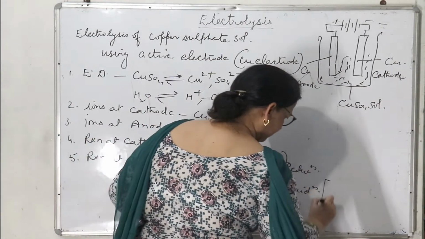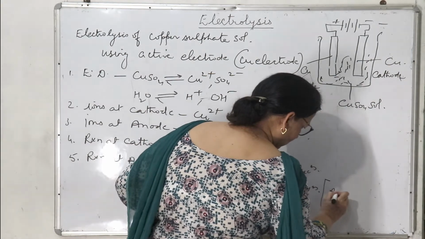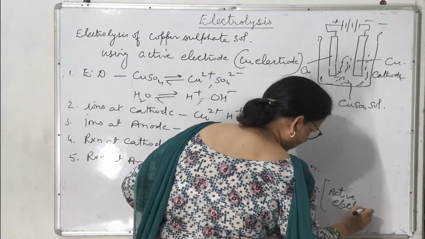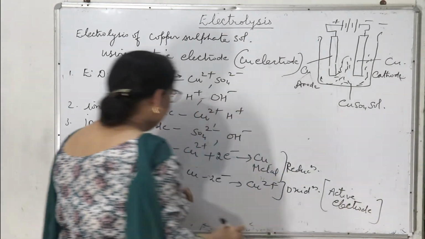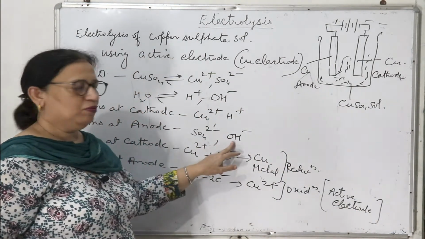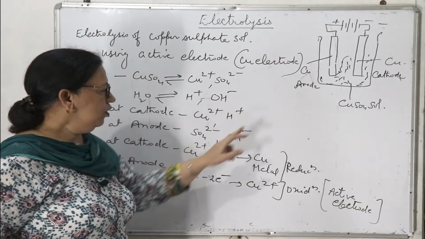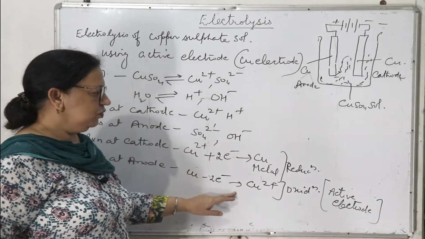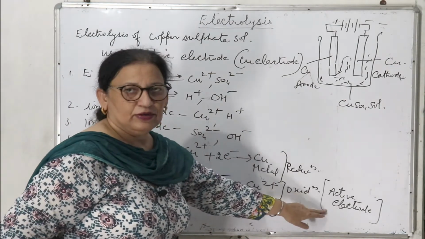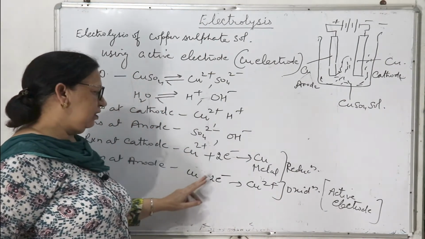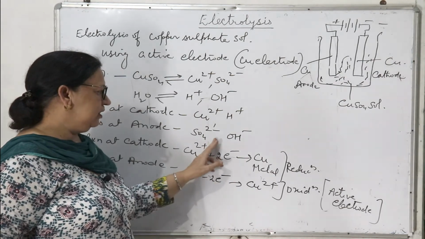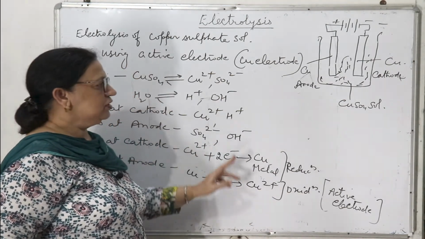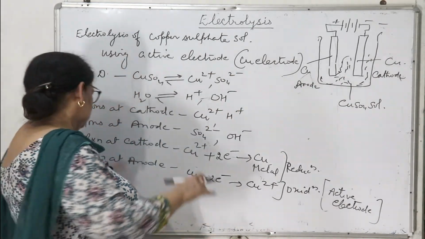And the Cu2+ ion will go into the solution, and this is due to the active electrode. Or you can write that both the ions will migrate towards the anode, but none of them will get discharged due to the active electrode, that is copper. Copper will lose electrons more easily than these two. So copper will form Cu2+ ion, that will go into the solution.